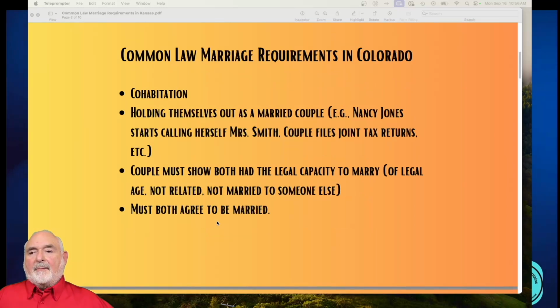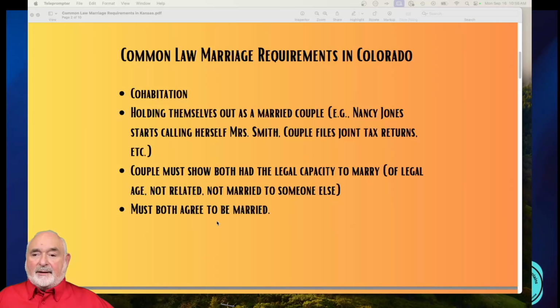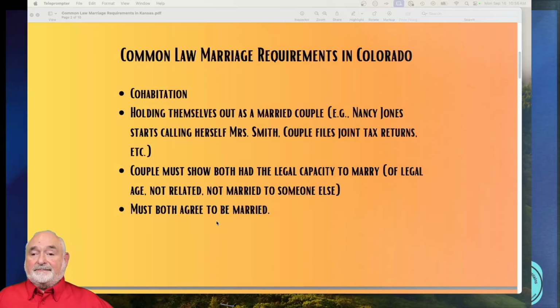And here are the common law marriage requirements in Colorado. You have to cohabitate, you have to live together, you have to hold yourself out as a married couple. In other words, Nancy Jones starts calling herself Mrs. Nancy Smith. You file joint tax returns, that sort of thing. The couple has to show that they both had legal capacity to marry. So they have to be of legal age, not related, not first cousins, not be married to somebody else. And both must agree to be married. So again, there's this intention to be married requirement.